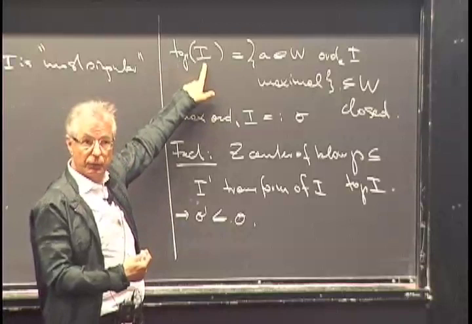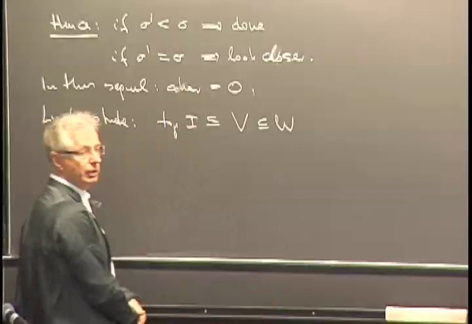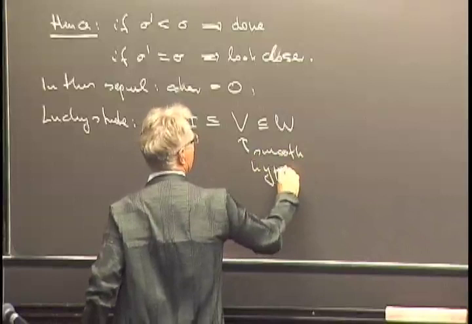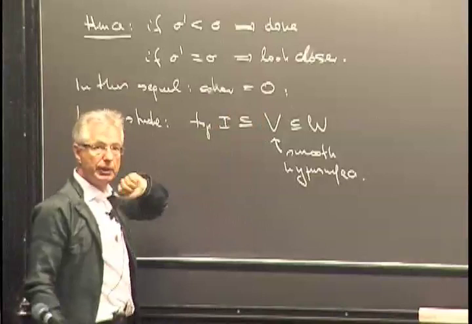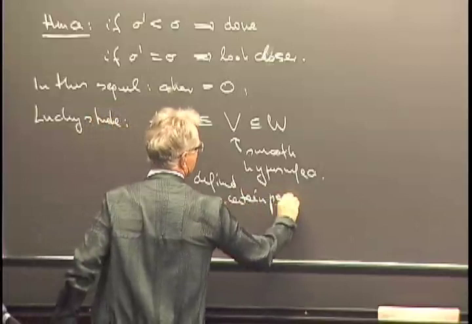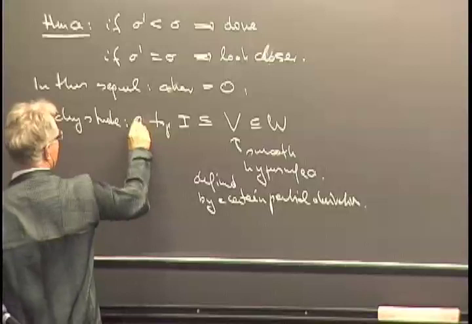So this is the first thing. Top I is contained in V in W, at least locally. All my arguments are local, but they patch to a global picture. And this is a smooth hypersurface. And you can define it. It's not unique. You can define it by taking a suitable partial derivative, defined in the hypersurface case by a certain partial derivative. So this is lucky stroke number one.